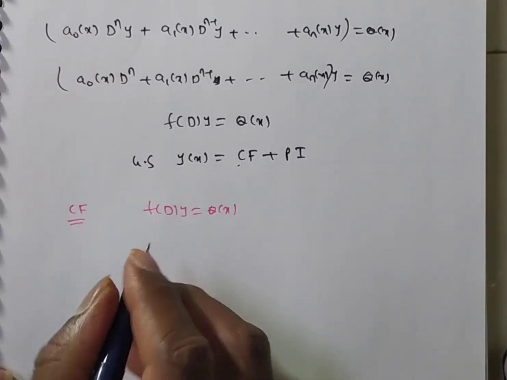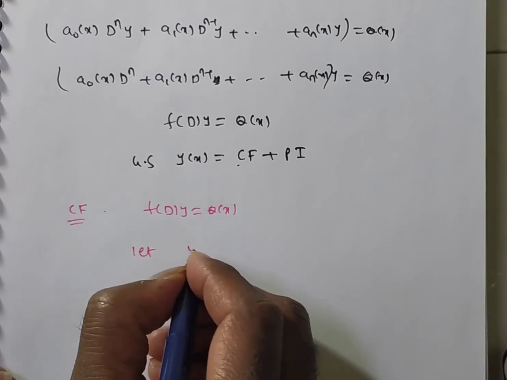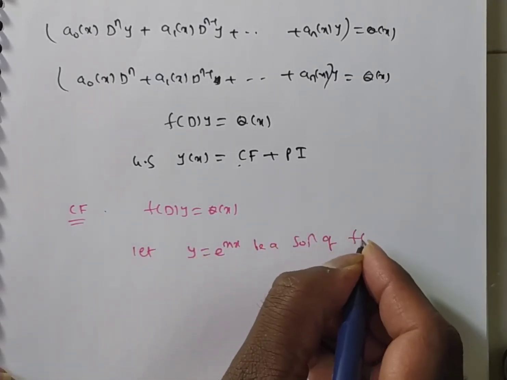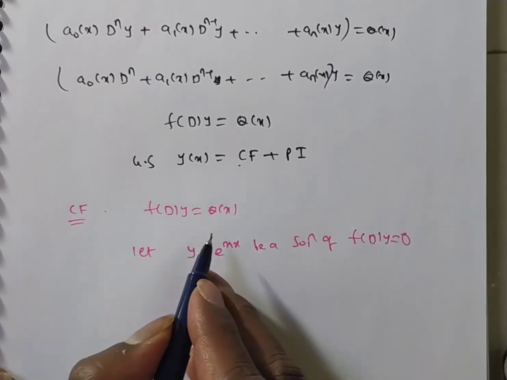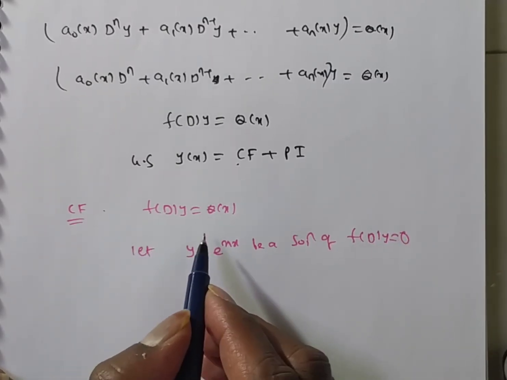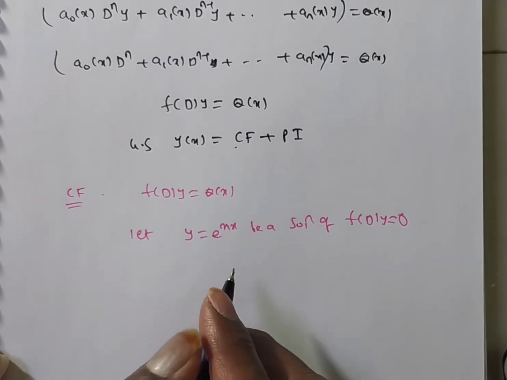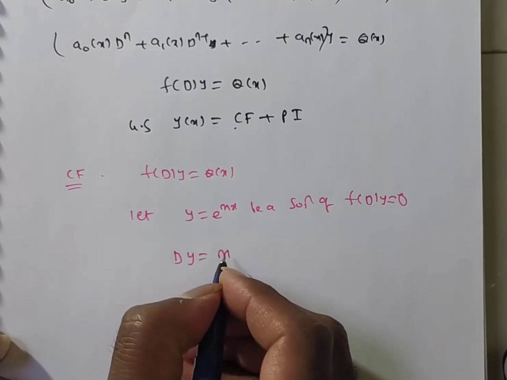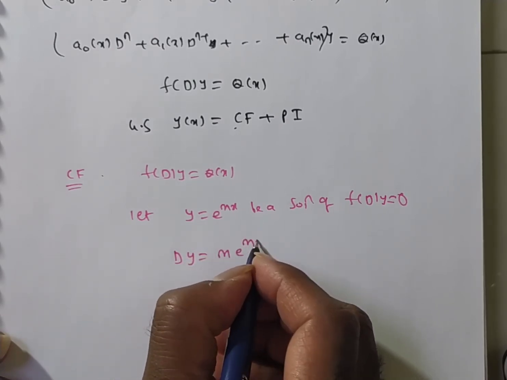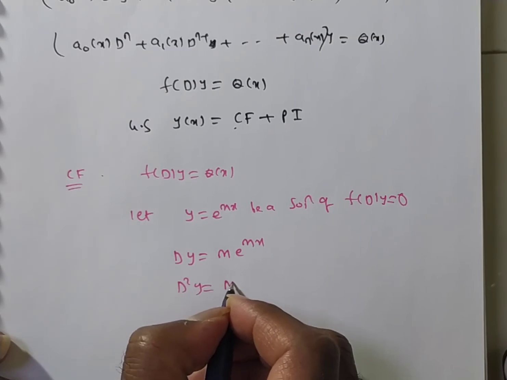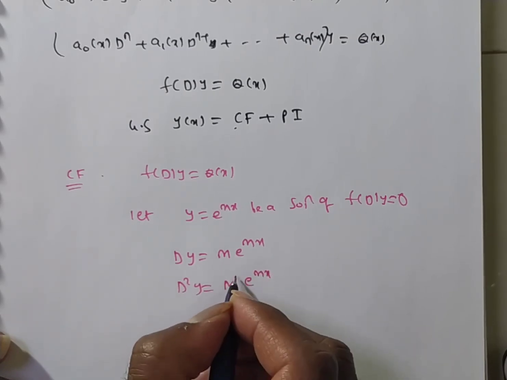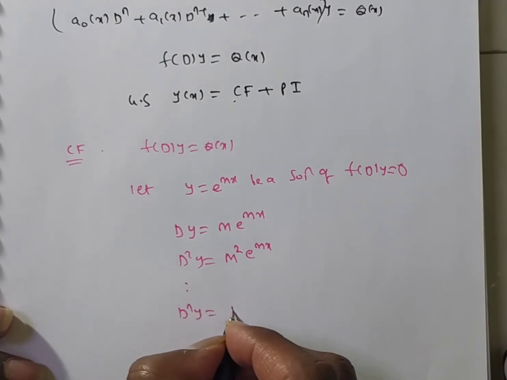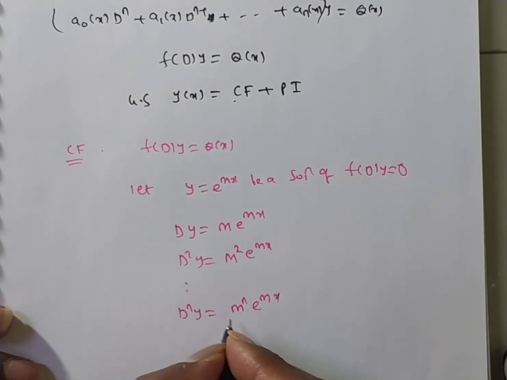We have to introduce a new variable. Let y is equal to e power mx be a solution of f of d into y is equal to 0. While finding the complementary function, we take the right side part q of x as 0 and we consider y is equal to e power mx. In this case, the derivative of y is m into e power mx. D square y is m into e power mx, derivative is e power mx into m, so m square e power mx. Similarly, d to the power of n y is m to the power of n into e power mx.